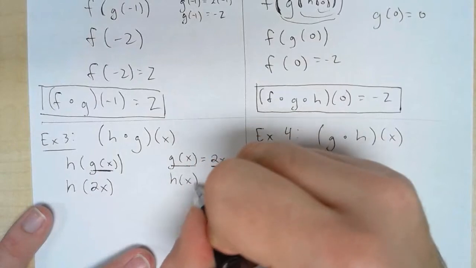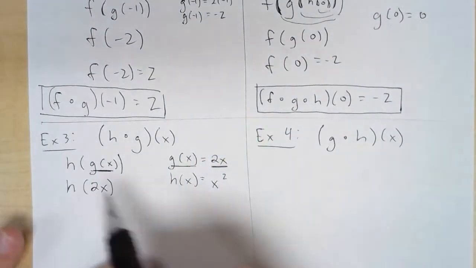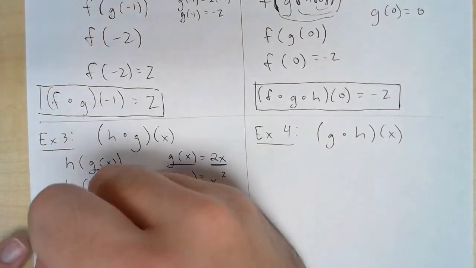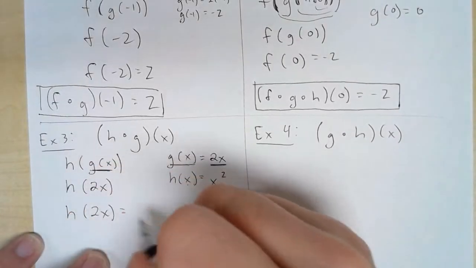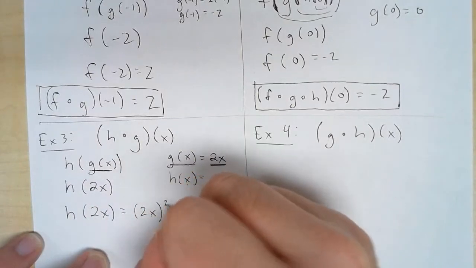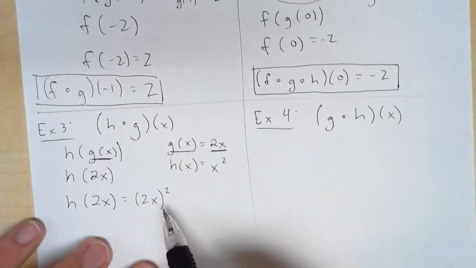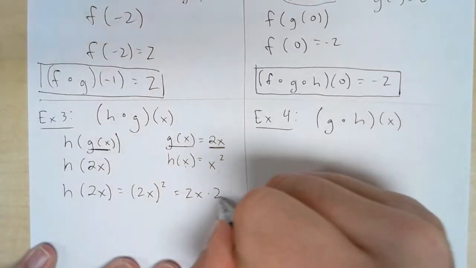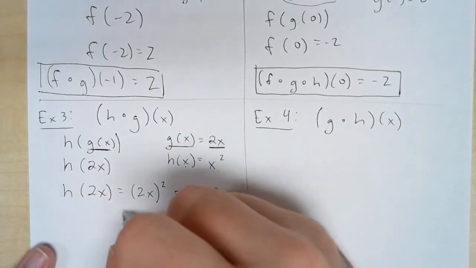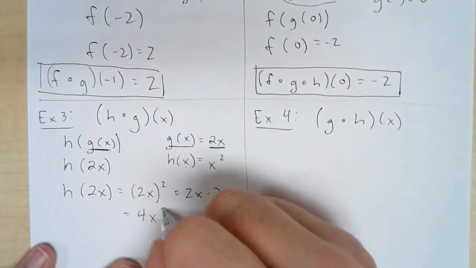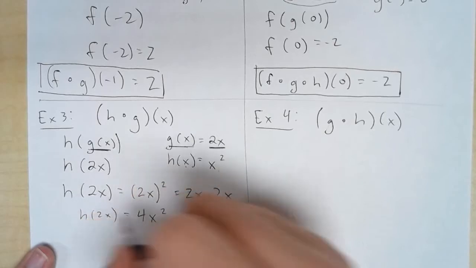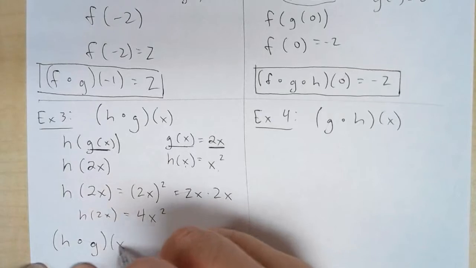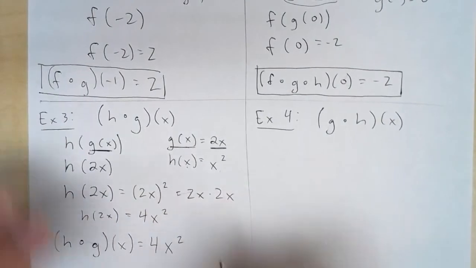If h of x is originally x squared, I'm replacing x with 2x. So h of 2x is 2x quantity squared, because everything here is being squared. And when we square something, don't forget we multiply it by itself. So we have 2x times 2x, which gives us 4, 2 times 2, and then x squared. So h of 2x is 4x squared. So then h of g of x is equal to 4x squared.